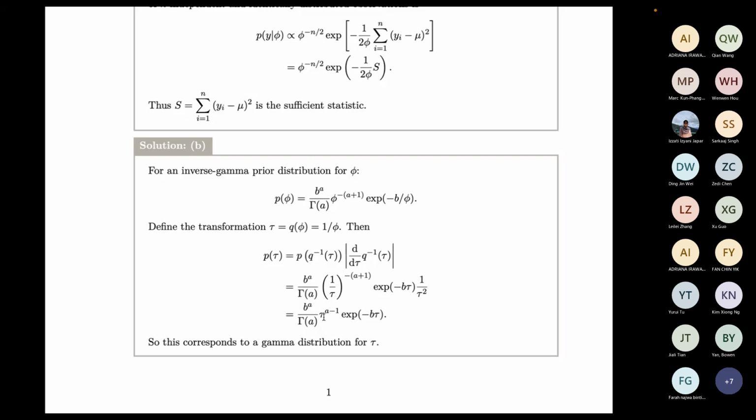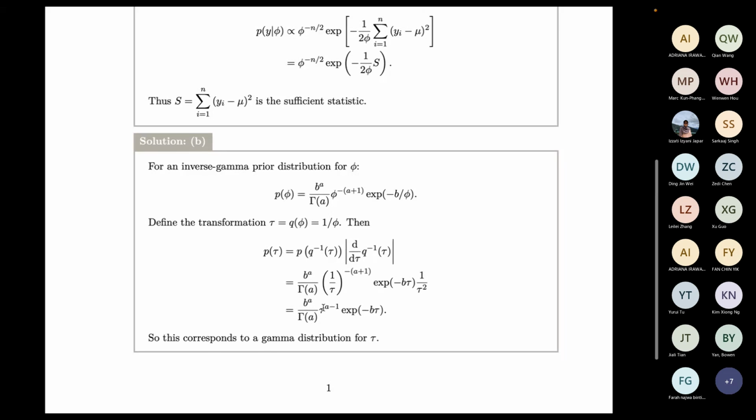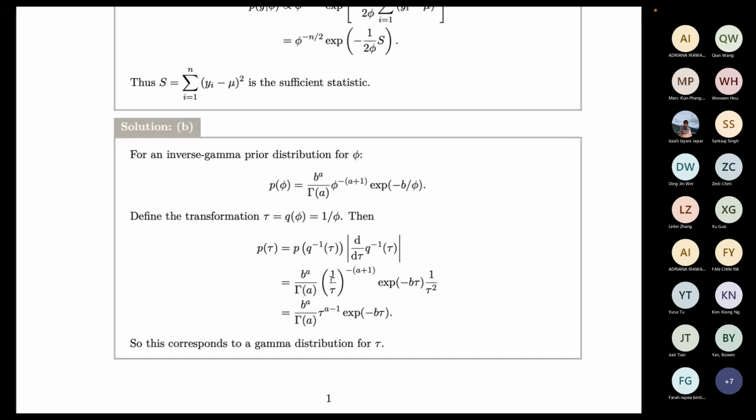Okay, for question B, again, please state the parameters. I think phi has an inverse gamma distribution, so it should be inverse gamma (a, b). Then tau would have a gamma (a, b) also, right? So yes, I think you have to mention the parameters for the distribution. Okay, it's actually inverse gamma (a, b), and tau would also have a gamma (a, b). All right. Thank you.